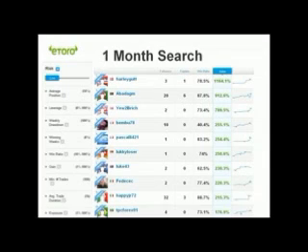Right, so the first question is, what time period do I want to look at? We're going to start off by having a look at a 1-month search. On these you can search for a week, a month, 3 months, 6 months, or 1 year. So in the last month, we're going to be looking at people that are trading quite substantially.